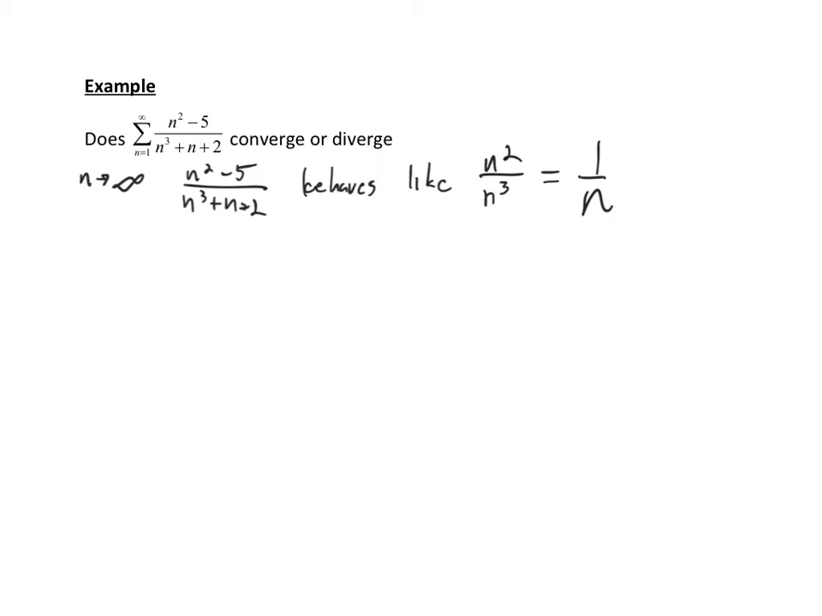So ideally, if 1 over n diverges, then what we would like to have happen is we would like this thing to be greater than the 1 over n, because if the smaller thing diverges, then the larger thing must diverge. However, n squared minus 5 over n cubed plus n plus 2 would actually be less than 1 over n, because you're subtracting from the numerator and adding to the denominator. So comparison test is not going to work here. So let's erase this. This is not useful right now.